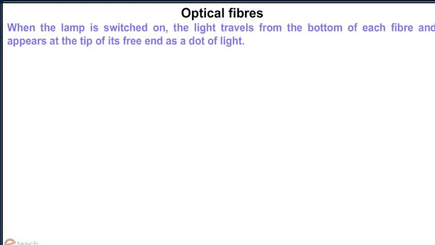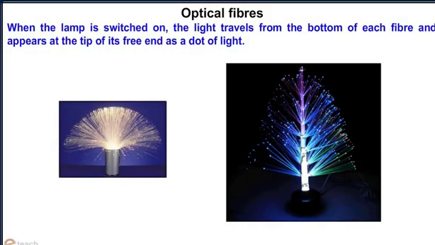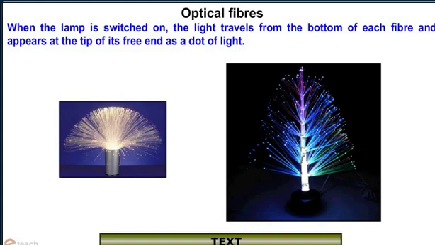When the lamp is switched on, the light travels from the bottom of each fiber and appears at the tip of its free end as a dot of light.